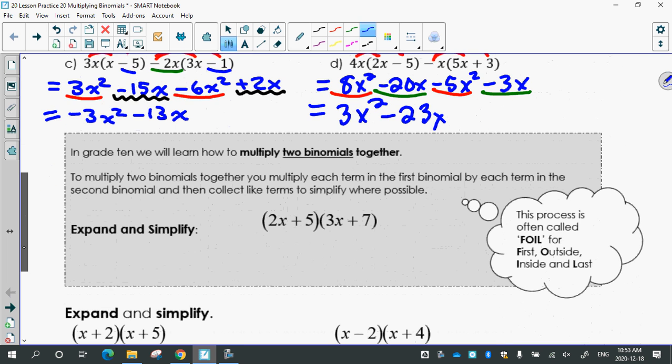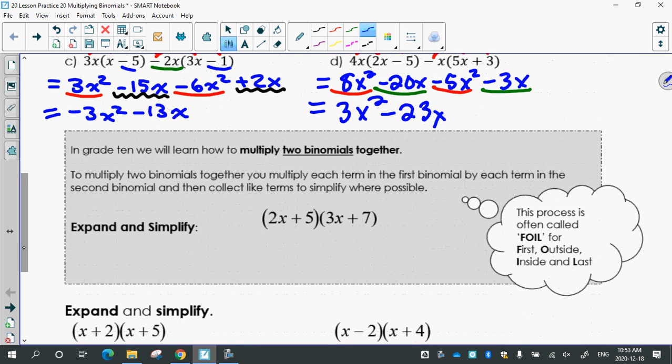Now we're going to add a layer. So in grade 10, we're going to learn how to multiply two binomials together. To multiply two binomials together, you multiply each term in the first binomial by each term in the second binomial, and then collect like terms if it's possible.